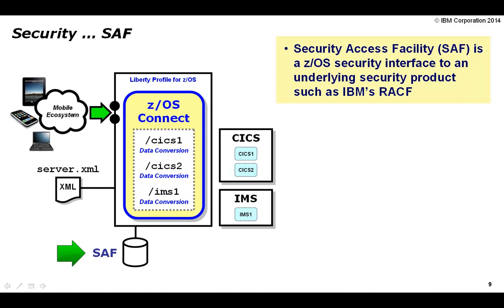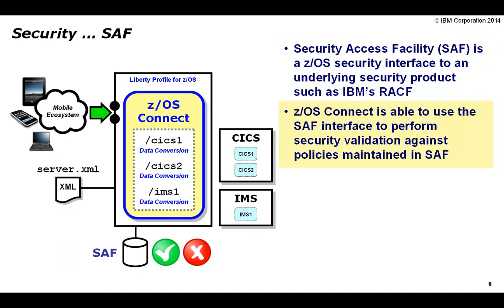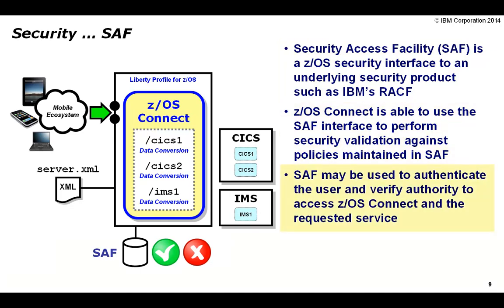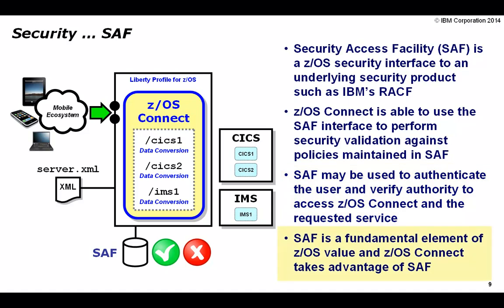SAF is a security interface of z/OS that's backed by a security product such as IBM's RACF. z/OS Connect can be configured to use SAF for security checking on requests received. Security checking may involve authentication of the user or authorization to verify the user's right to use the z/OS Connect service. SAF is a critical part of z/OS security processing, and z/OS Connect is able to take advantage of SAF for its security needs.